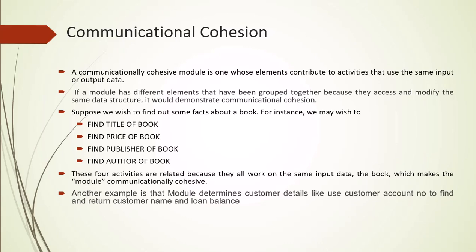How? Suppose we wish to find out some facts about the book. For instance, we may wish to find the title of the book, price of the book, publisher of the book, author of the book. Remember that all of these include the same book. So a book can be searched with the title, with the price, with the publisher, author. All will search the same book.